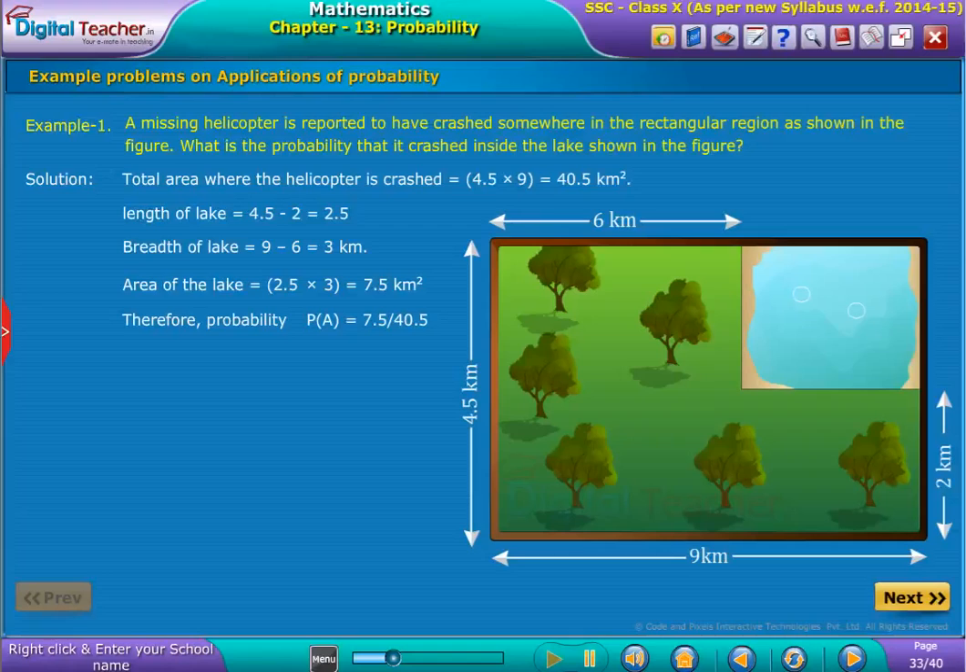Thus, the probability of the helicopter crashing in the lake is the area of the lake by the total possible region where the helicopter can crash, which is equal to 7.5 by 40.5, which is in turn equal to 5 by 27.